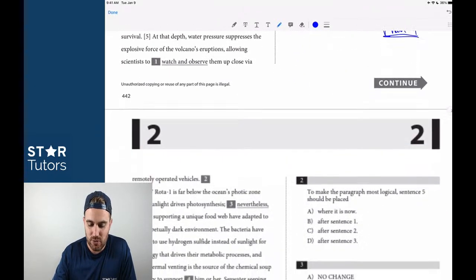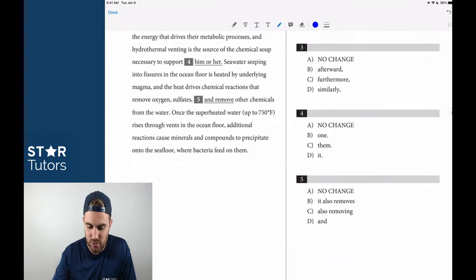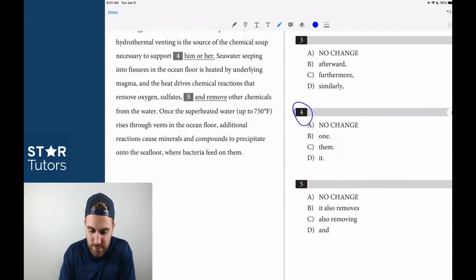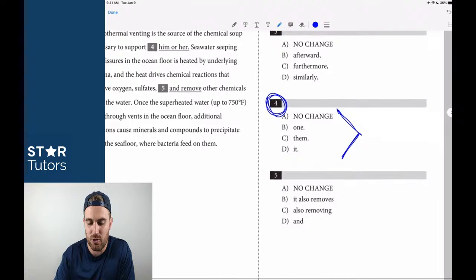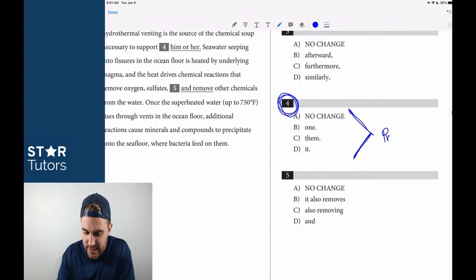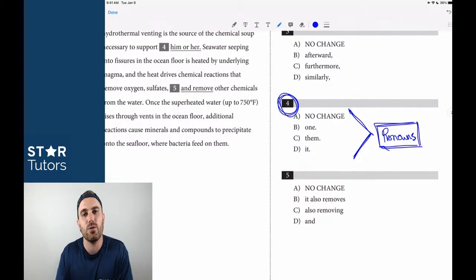As we were scrolling through on the punctuation, I already saw a pronoun question right here. So number 4, as an example, I recognize right away that all of these answer choices are pronouns. Can everybody see that? If you recognize that the answer choices are pronouns, you know that's a pronouns question. That's where I want you to get. If you see punctuation in the answer choices, you know that's a punctuation question.